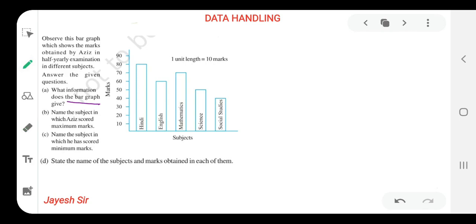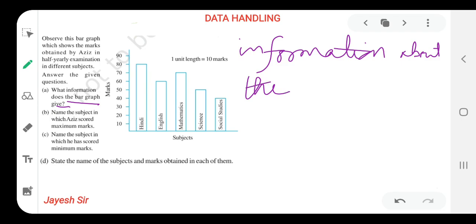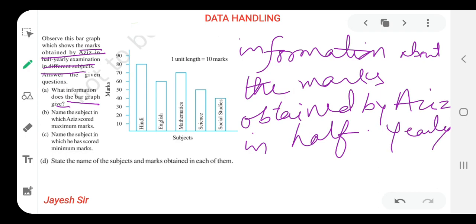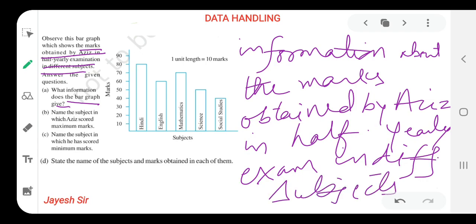So our answer would be: the bar graph gives information about the marks obtained by Aziz in half yearly exam in different subjects. Yes friends, I hope you all might be clear with that.